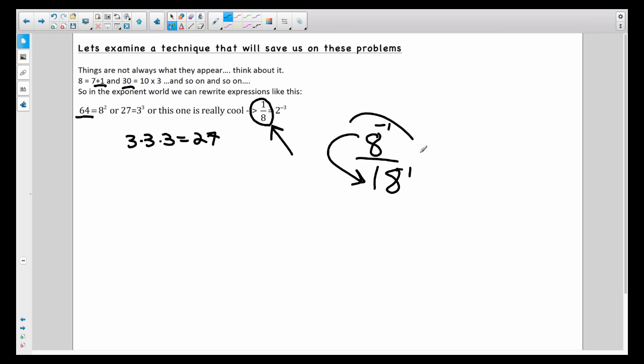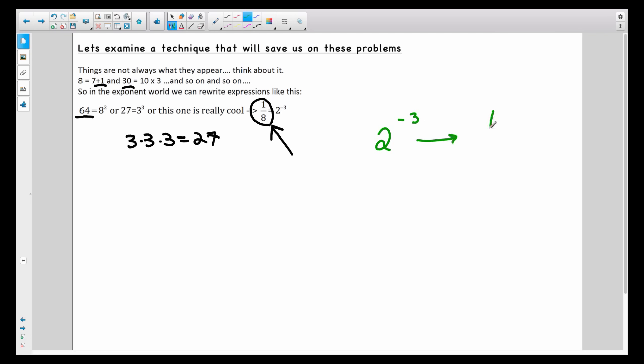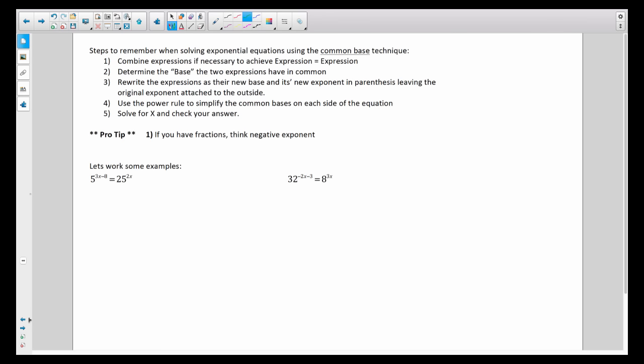So if we look at 1 over 8, we can write that as 2, not to the 3rd, but to the negative 3rd. Because after all, that would be equal to 1 over 2 to the positive 3rd, and there's what you were looking for. So this will be the gotcha, and this will be what you want to remember. Anytime you see fractions, just think negative, and you'll be fine.